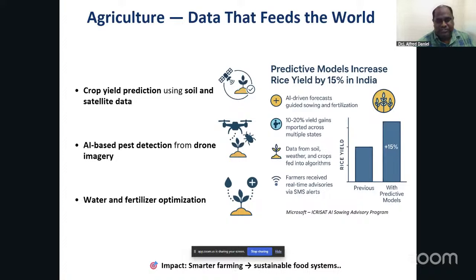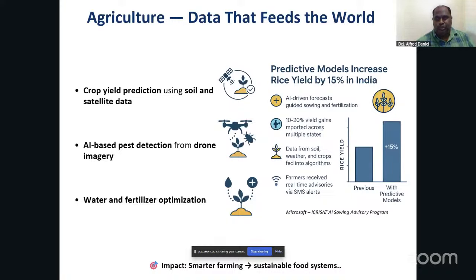And the last point, which is important, is water and fertilizer optimization. So these are the three integral parts: crop yield prediction through soil and satellite data, AI-based pest detection from drone imagery, and water and fertilizer optimization. These are the three important applications with respect to agriculture. And what is the impact? It is converting smarter farming into a sustainable food system. So that is important. That conversion is through the agriculture data. So this is how our data is transformed into a sustainable food system.